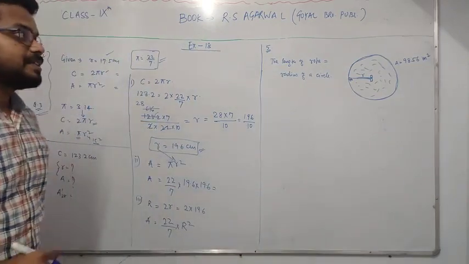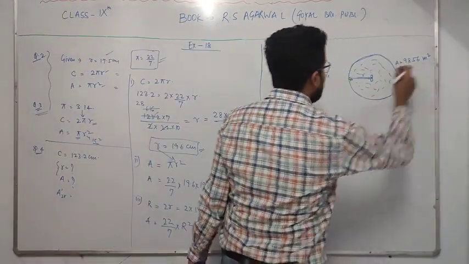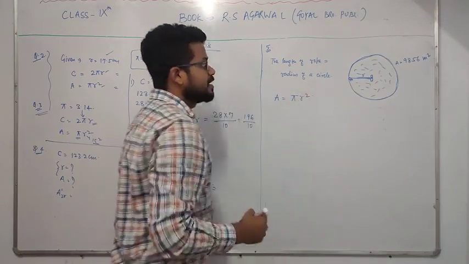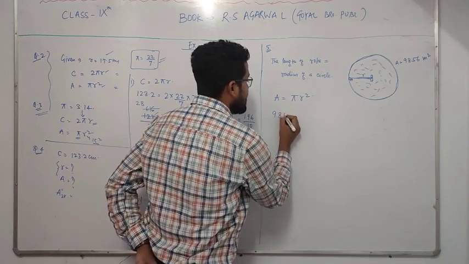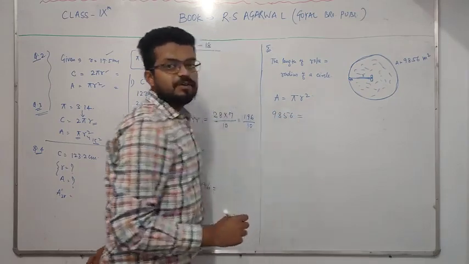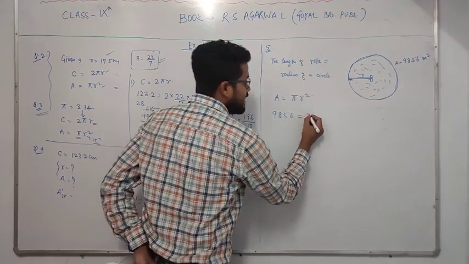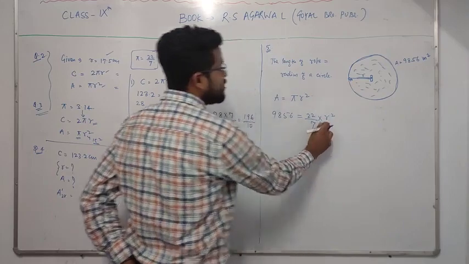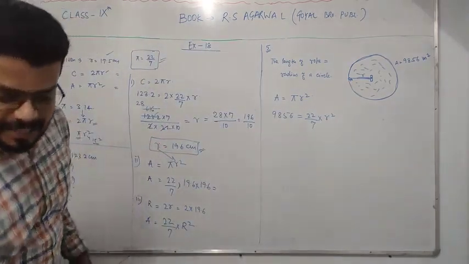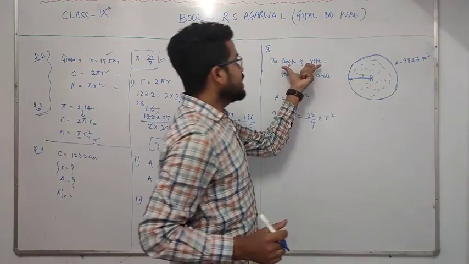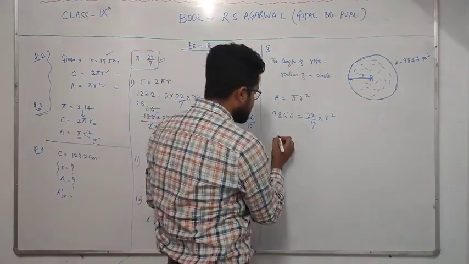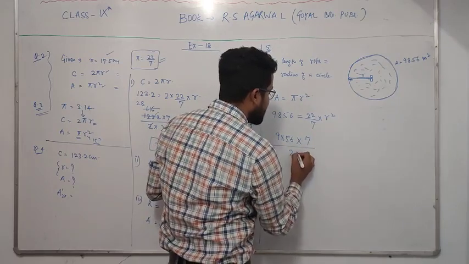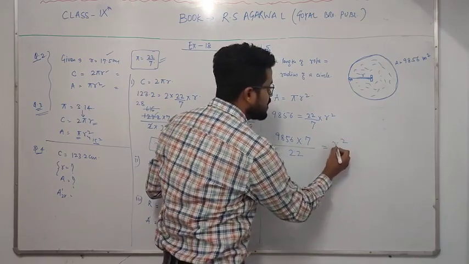In the question, the area is given and the formula of area is pi r square. Here the area is 9856, equals, the value of pi is not given, so I will take 22 by 7 into r square. We have to calculate this r, and this r is the length of rope. So rearranging this, 9856 into 7 divided by 22 is equal to r square.